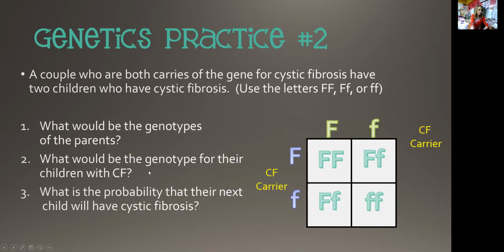So question 2 says, what would be the genotype for their children with CF? Well, it'd be homozygous recessive. What's the probability that their next child will have cystic fibrosis? Again, it's the same genotype, but it's only 25%. The percentage of not having cystic fibrosis would be 75%, and then 50% of that would be possibly being a carrier. So each child would have a 25% chance of being normal, a 50% chance of being a carrier, and a 25% chance of developing cystic fibrosis.